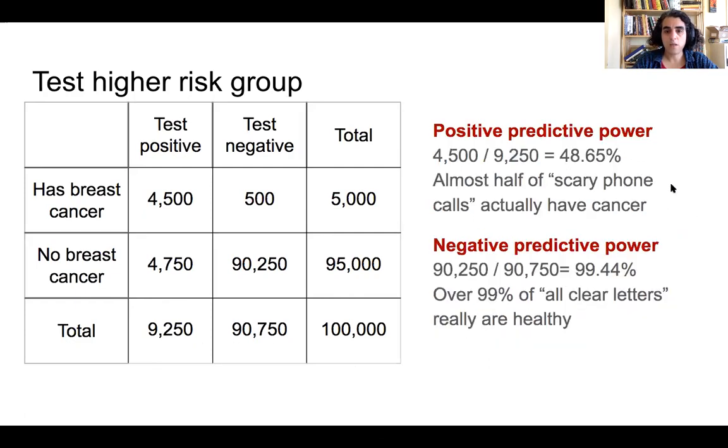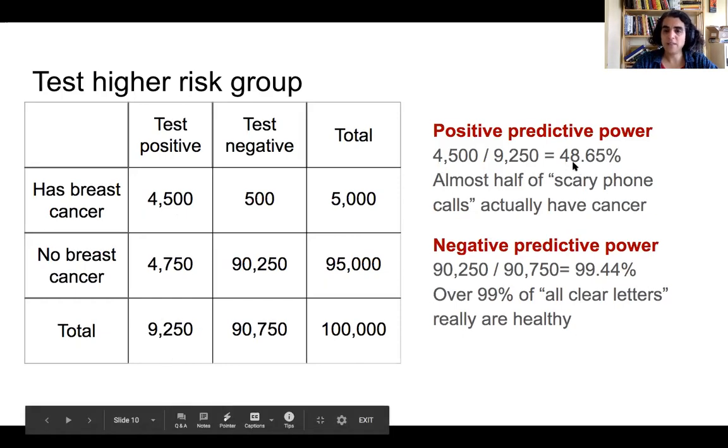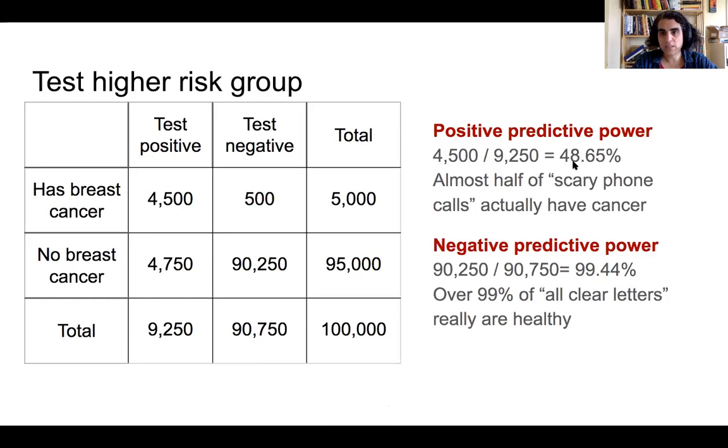Okay, here are my calculations. The positive predictive value is 4,500 divided by 9,250, and that's 49%. So that means almost half, because that's right about 50%. Almost half of the people who get that scary phone call actually have breast cancer. That's much higher than the 12.3% we saw below.